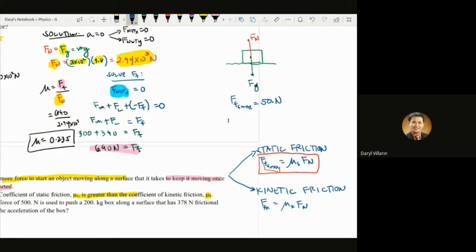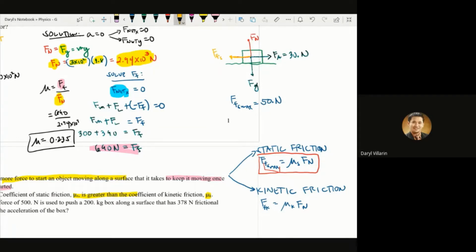However, in a certain question, let's say you apply a force to the right that is just 30 newtons. So do you think the object will move in this case? Will it move? No, it won't. Because if you count the magnitude of your friction, in this case it's not moving, so the friction that is present here is the static friction.